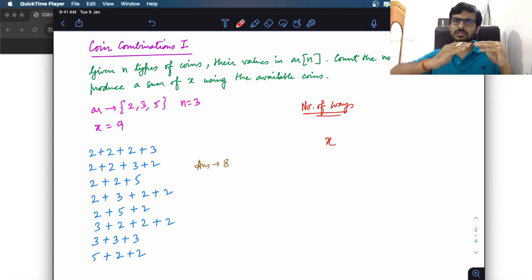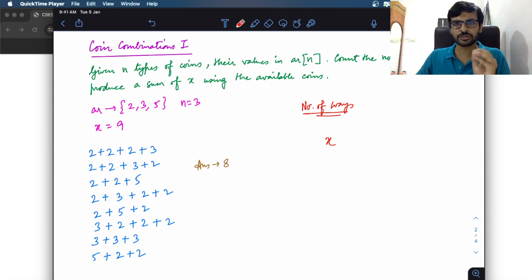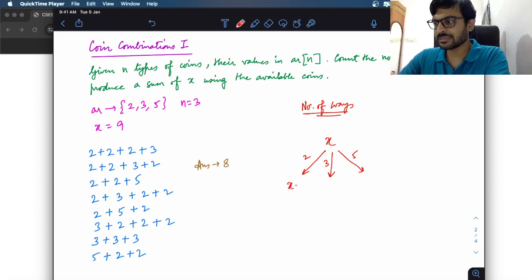If you think about all the steps that you take, that will become clumsy. So think about one step at a time. The last step can be either 2, 3 or 5. So let's say these are your three options, 2, 3, 5. In that case, you basically want to know how many ways can you reach x minus 2? How many ways can you reach x minus 3? How many ways can you reach x minus 5?